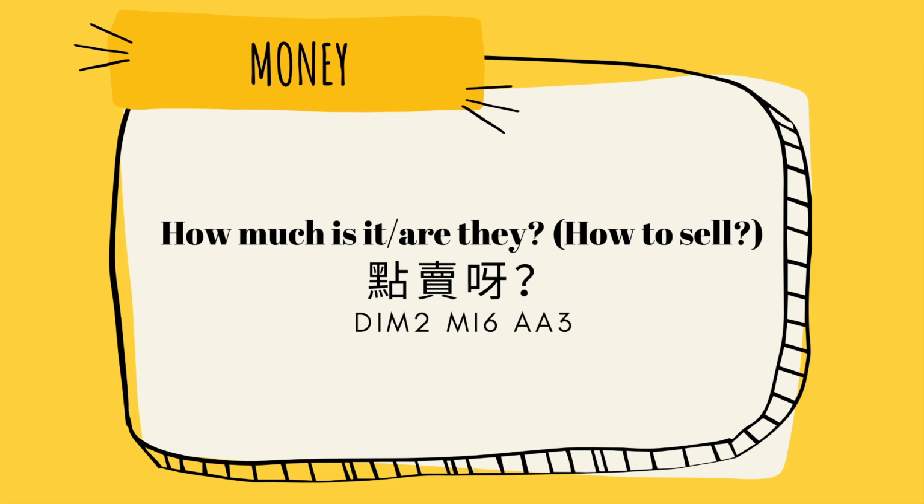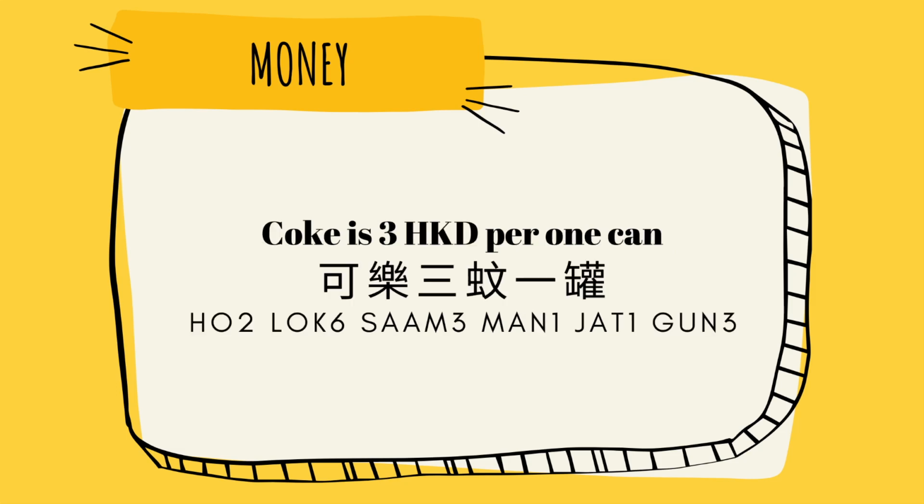In Cantonese, when you tell the price, no verb 'to be' is needed. For example, 可樂3蚊一罐. 可樂 is the noun, the Coca-Cola. 3蚊 is the price, 3 Hong Kong dollars. 一罐 is 1 can, and that's the measure word.